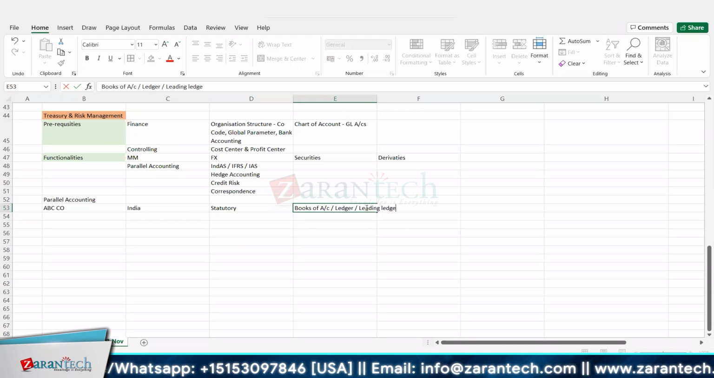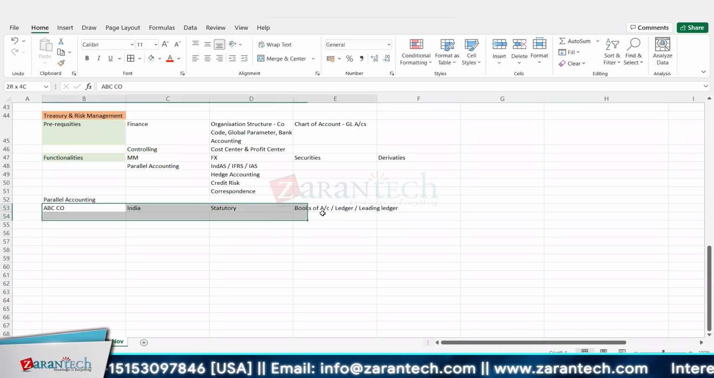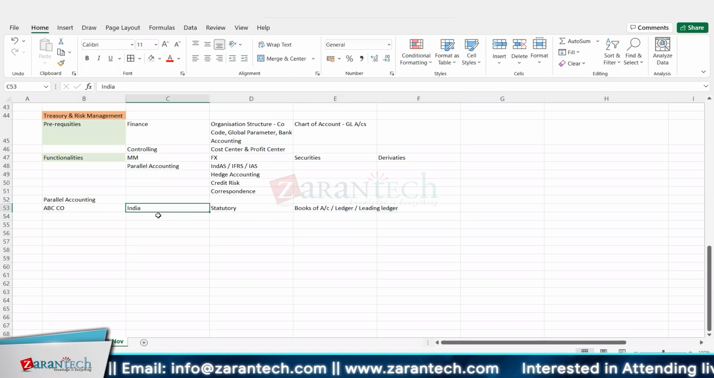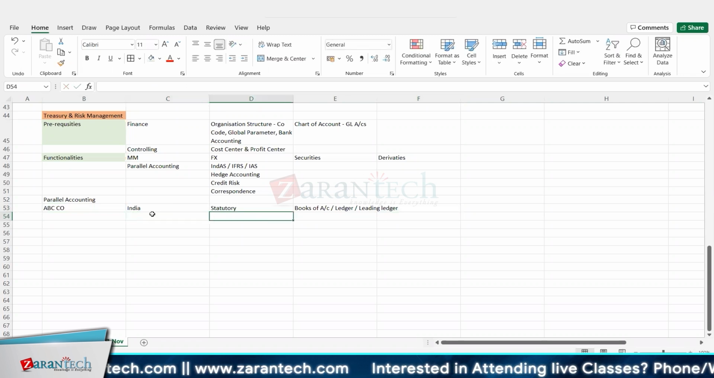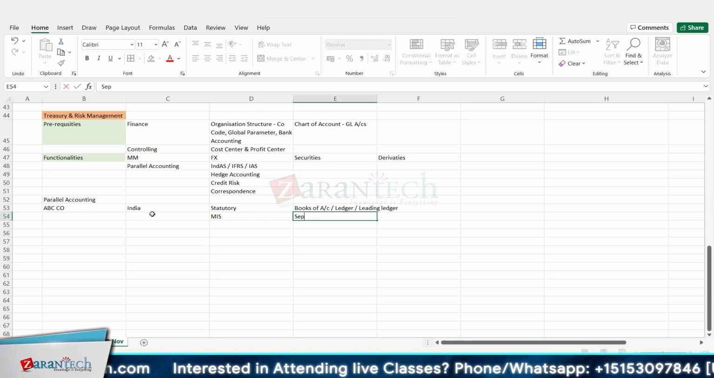Okay, but here, since I'm going to do the statutory reporting as per the Indian government, at the same time I may require reporting as per my internal MIS. So for my MIS reporting requirement, I may say I need separate books of account.